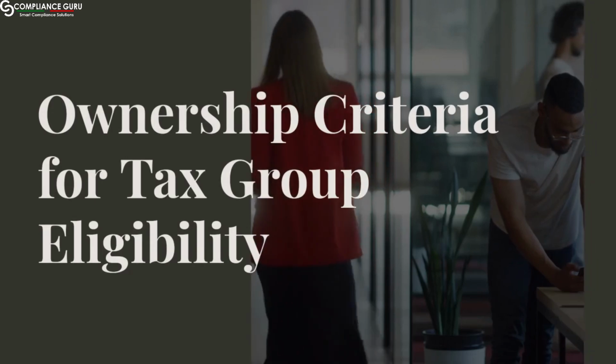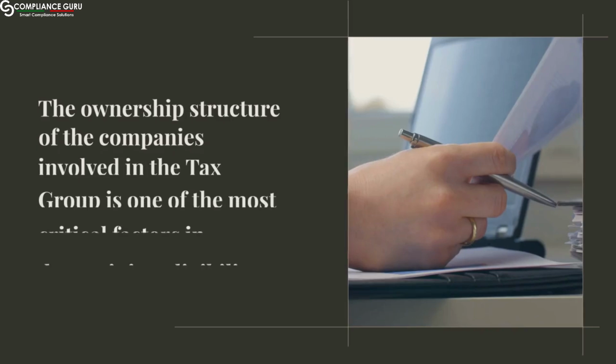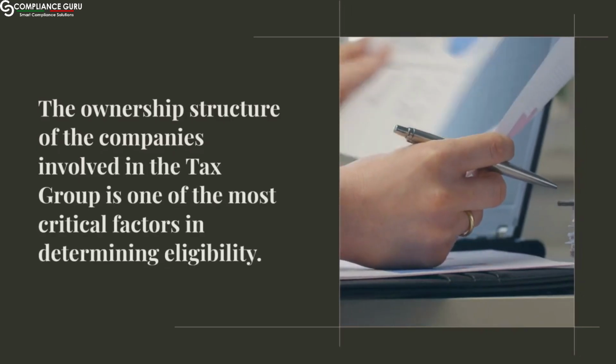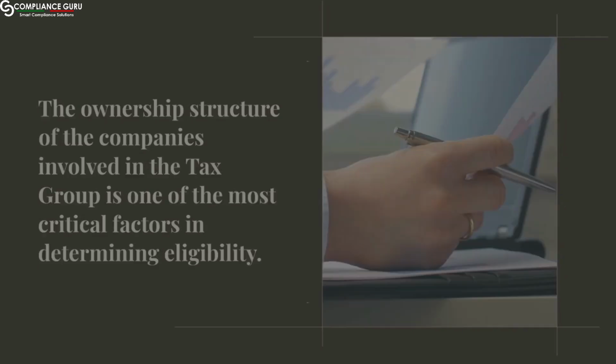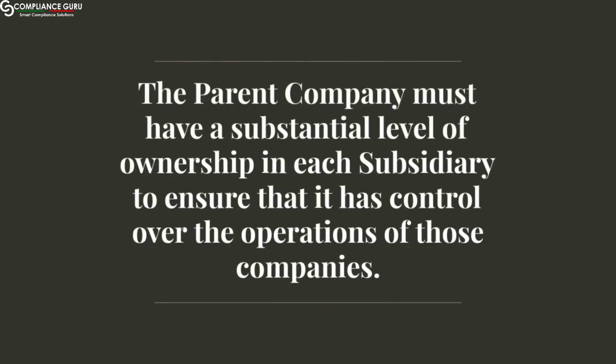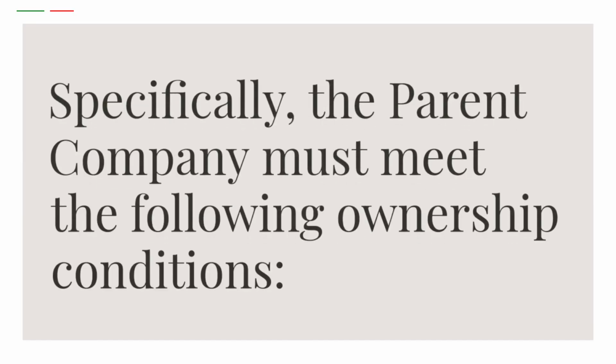Ownership criteria for tax group eligibility. The ownership structure of the companies involved in the tax group is one of the most critical factors in determining eligibility. The parent company must have a substantial level of ownership in each subsidiary to ensure that it has control over the operations of those companies. Specifically, the parent company must meet the following ownership conditions.